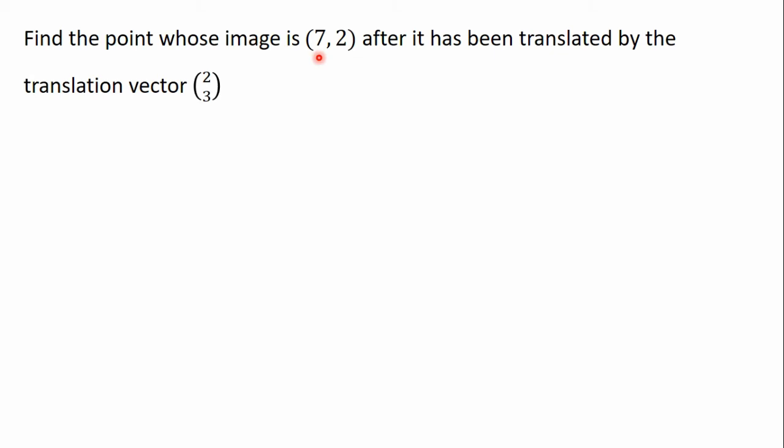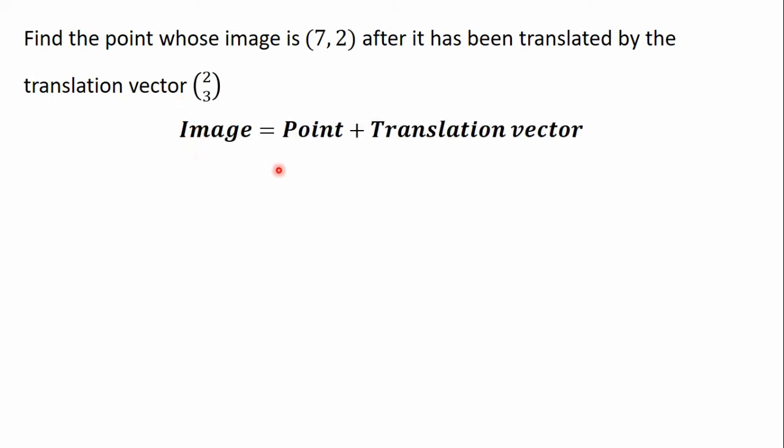Find the point whose image is 7, 2 after it has been translated by the vector 2, 3. So here we have been given the image of a point and the translation vector, and the question wants us to find the point itself. We know that image is equal to point plus translation vector. This time we have the image as 7, 2 and the translation vector as 2, 3. The translation vector is in the component form, so we have to express the image also in the component form.